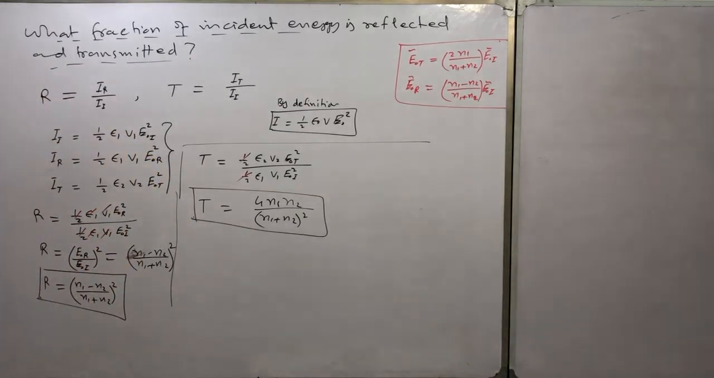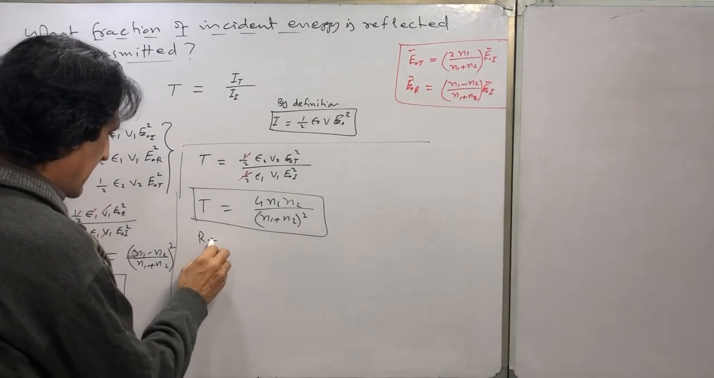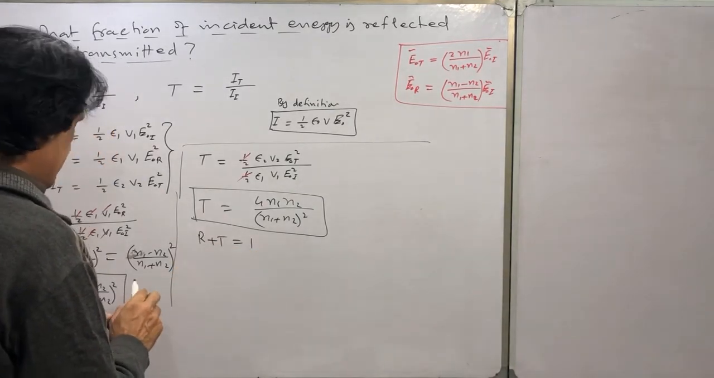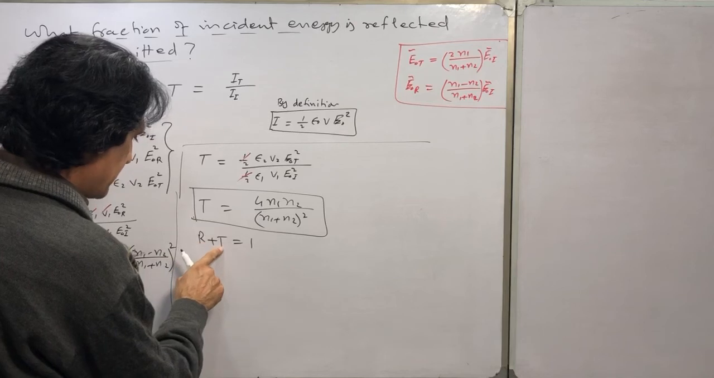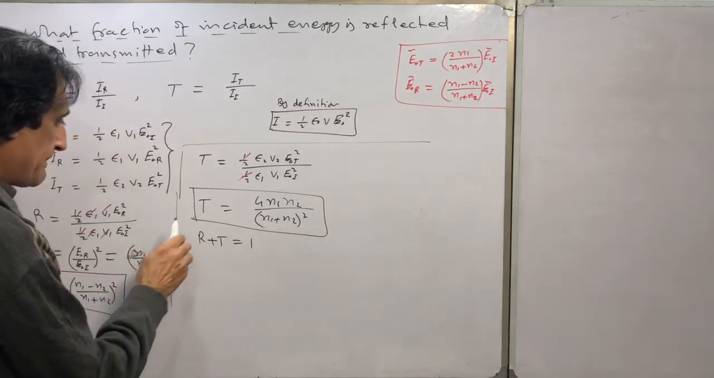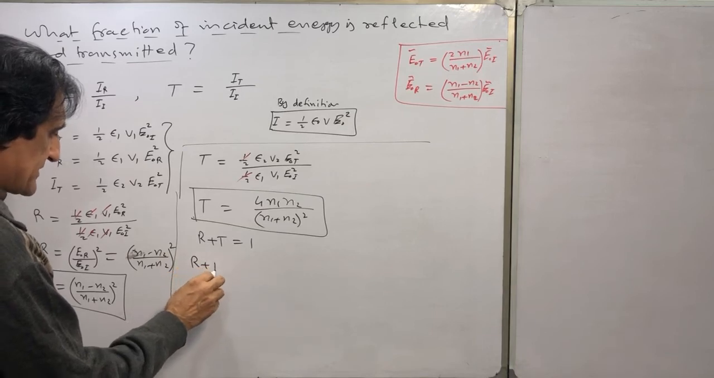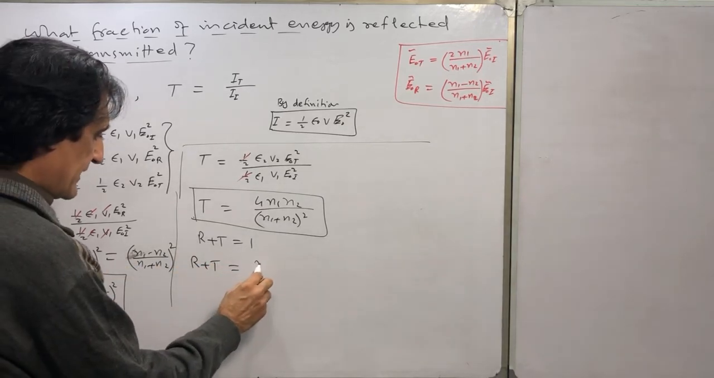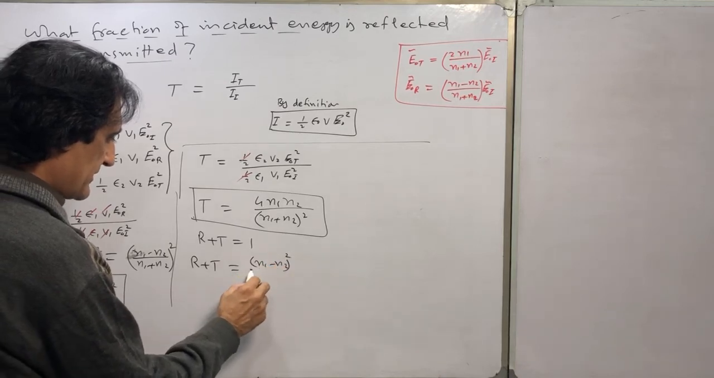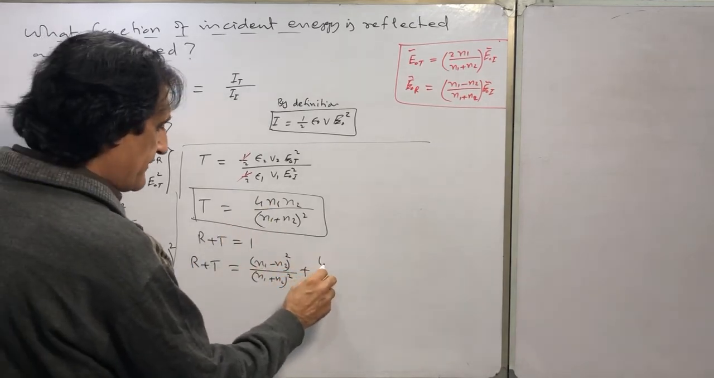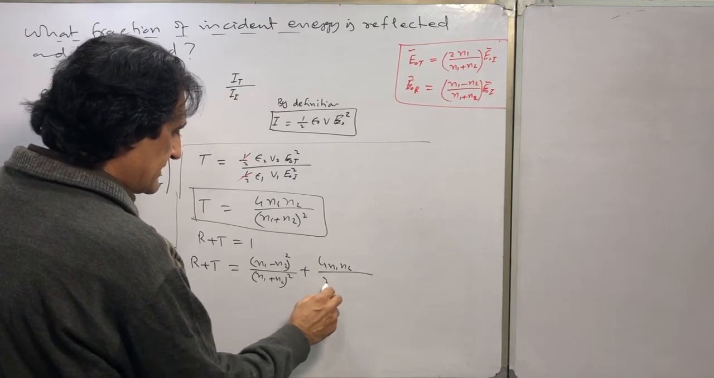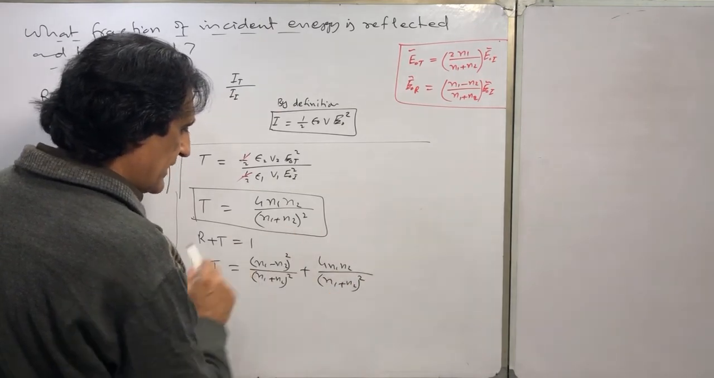This is the transmission coefficient. Now from the energy conservation, we must have R plus T equal to 1. This is the reflection coefficient and this is the transmission coefficient, and the sum of the reflection coefficient and transmission coefficient must be equal to 1. So let's see R plus T. We have R, n1 minus n2 whole square divided by n1 plus n2 whole square, plus T, 4 n1 n2 over n1 plus n2 whole square.